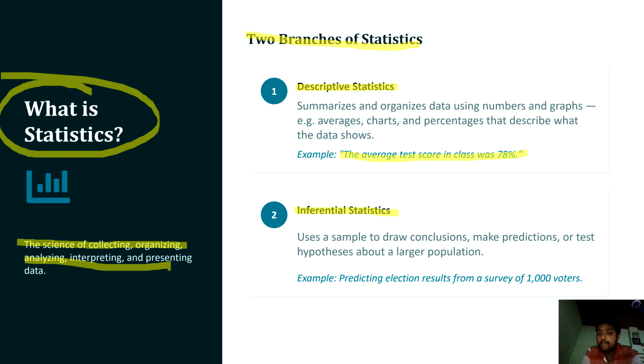But inferential statistics deals with using a sample to draw conclusions, make predictions, or test hypotheses about a larger population. Means if in a village some people are there, and from there we take a subset of the population and predict something about the village, that is an example of inferential statistics.